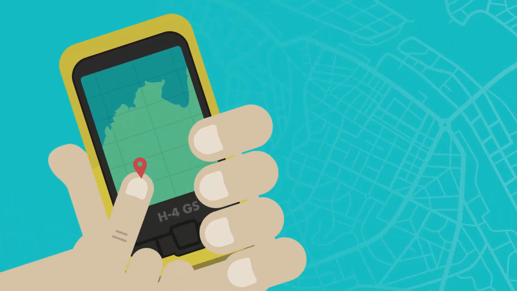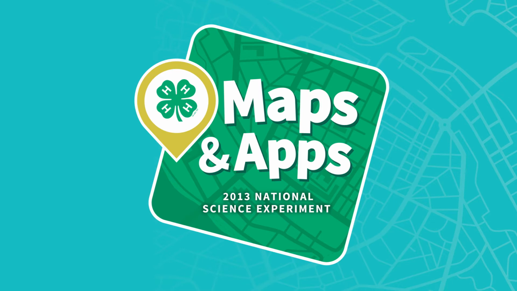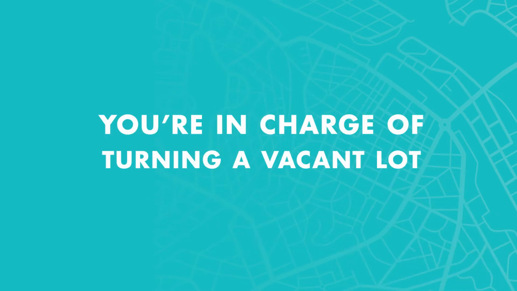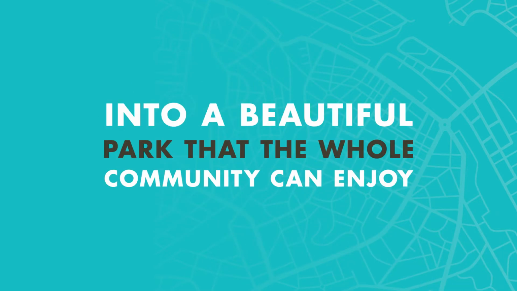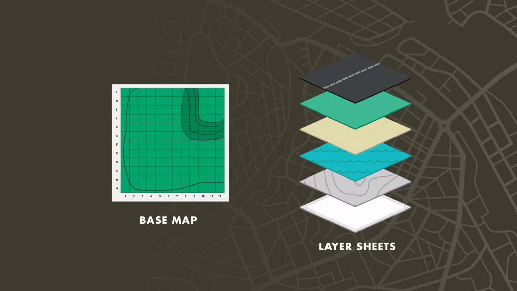Are you ready to think like a geospatial scientist? As part of 4-H National Youth Science Day, you're in charge of turning a vacant lot into a beautiful park that the whole community can enjoy. As a team, you're going to make a model GIS map using a base map of the park site and 8 clear sheets that will become your feature layers.